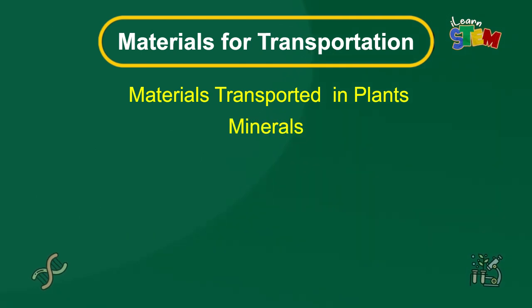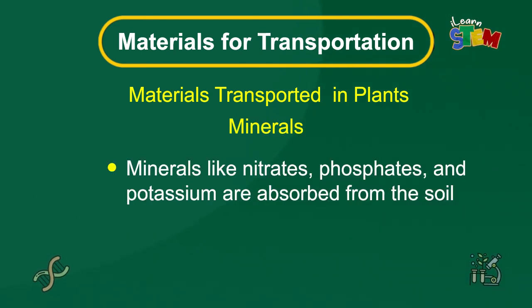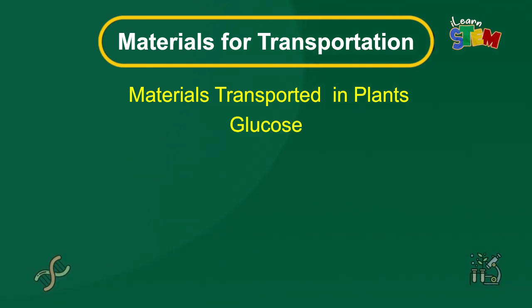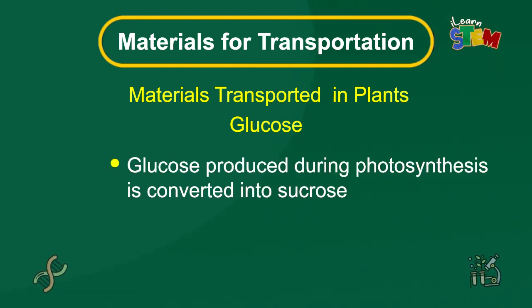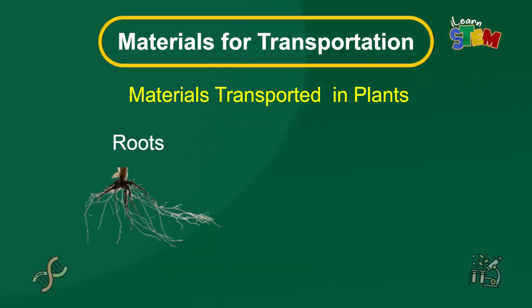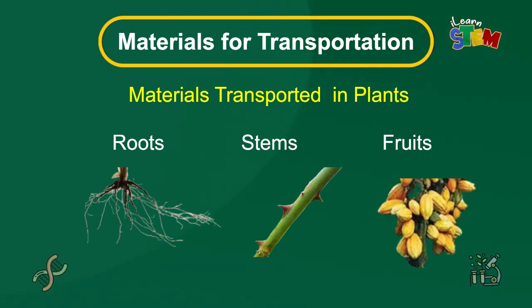2. Minerals. Minerals like nitrates, phosphates, and potassium are absorbed from the soil and transported to all parts of the plant for growth and development. 3. Glucose. Glucose produced during photosynthesis is converted into sucrose and transported through the phloem to other parts of the plant, including roots, stems, and fruits.